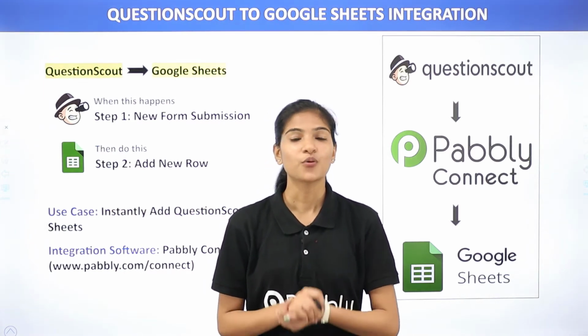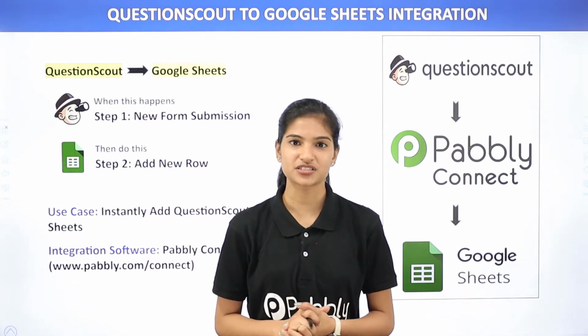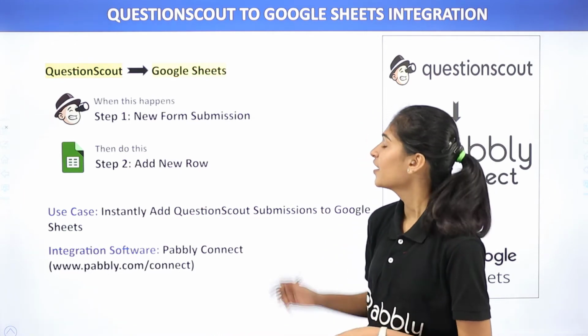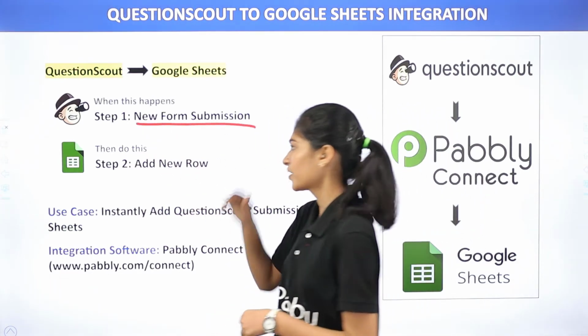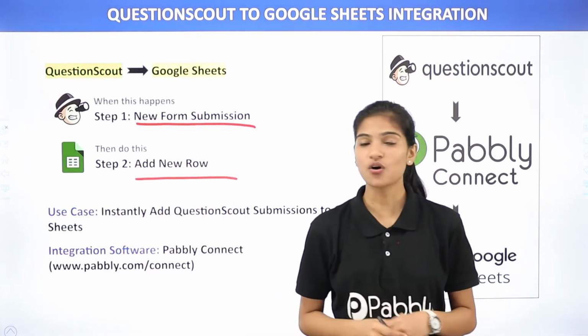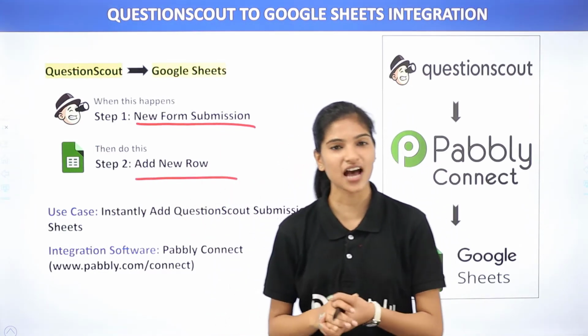Today in this video, we are going to integrate two software applications, Questionscout and Google Sheets. So the use case here is, whenever there is a new form submission in Questionscout, automatically add a new row in Google Sheets. Now let us know what these two software applications are all about.